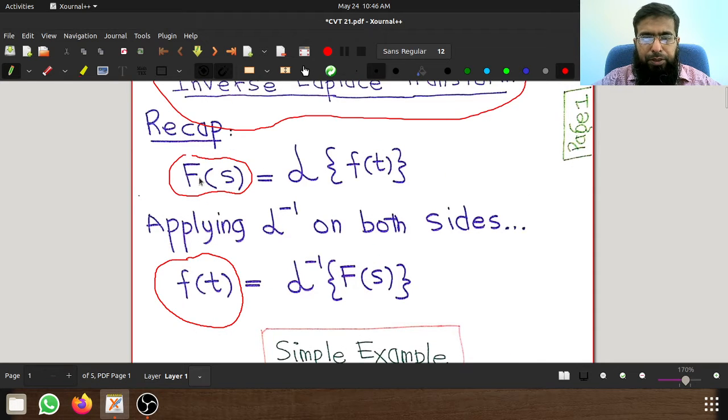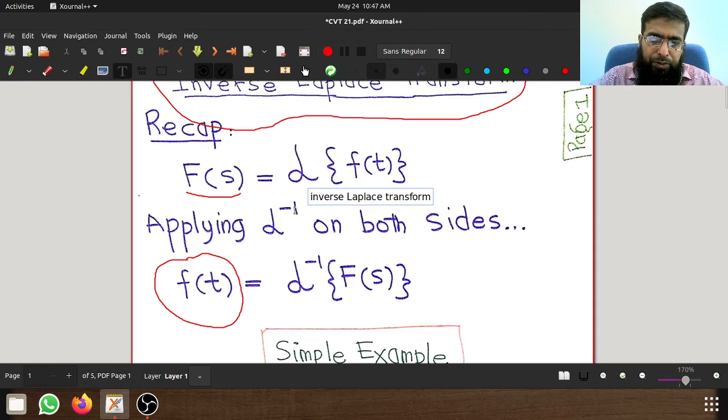Right. So before this we have studied the Laplace transform, written as Laplace transform of f of t, and the resulting signal in the s domain, the Laplace domain, we call it capital F of s. This Laplace to the minus 1 means inverse Laplace transform.